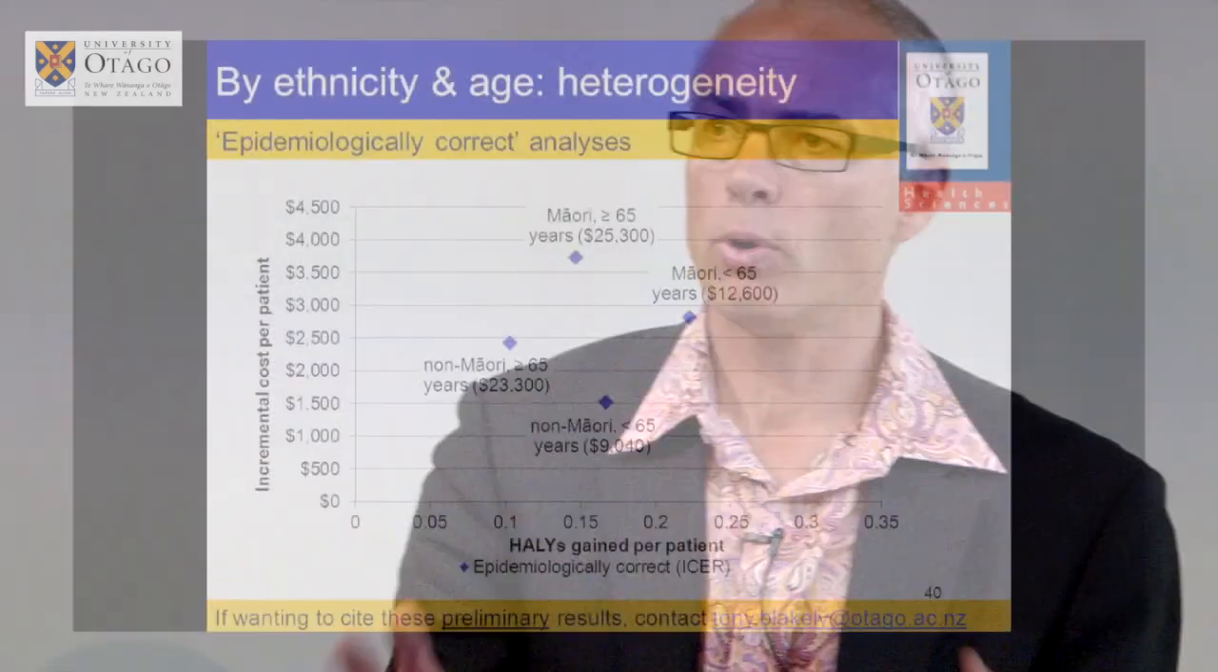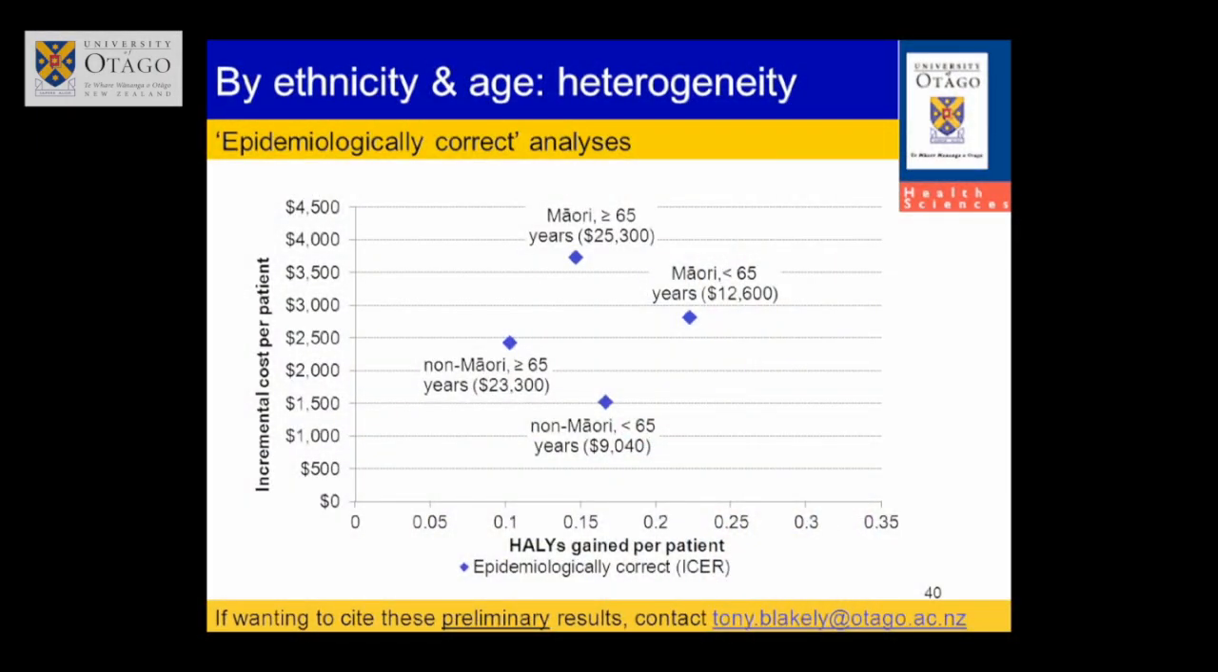This is a 4-point cost effectiveness plane. And what I've done is I've plotted on there the expected value, that is the average, of the HALYs gained and the cost for non-Māori greater than 65, Māori greater than 65, Māori less than 65, and non-Māori less than 65. And I call these the epidemiologically correct. So I think everything we've done to this point in the modelling is smashingly epidemiologically correct, and I'm incredibly proud of it. However, it's got a kicker in it. We're going to get to the kicker in a sec.